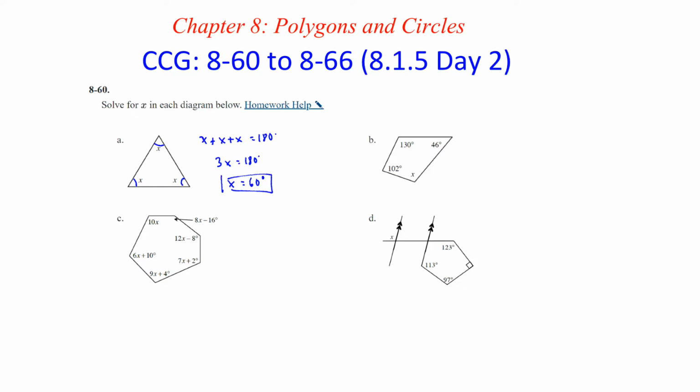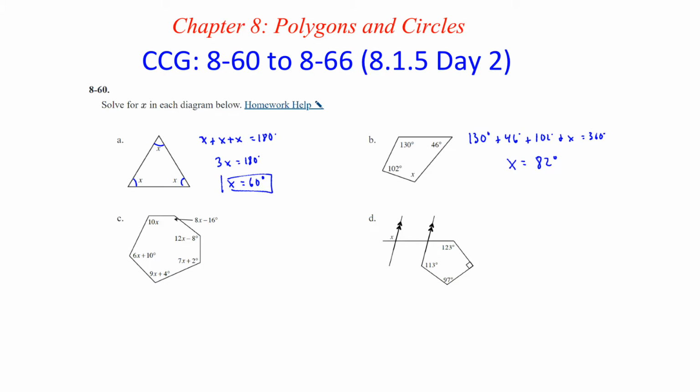B, we have a quadrilateral. We know that the sum of the angles of a quadrilateral should add up to 360. So we can do kind of the same thing we just did on the last one, but since it's a quadrilateral, we're going to change the 180 to 360. Remember, the reason we know that is because you can break these up into triangles. So two triangles, 180 plus 180 is 360. Add those up and then subtract from 360. So you get x is equal to 82 degrees.